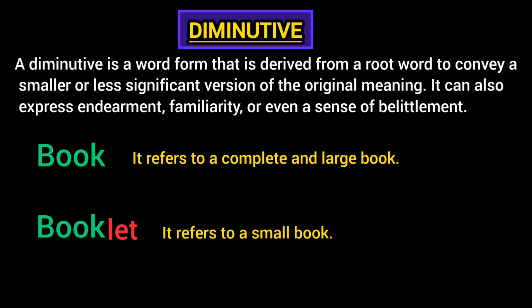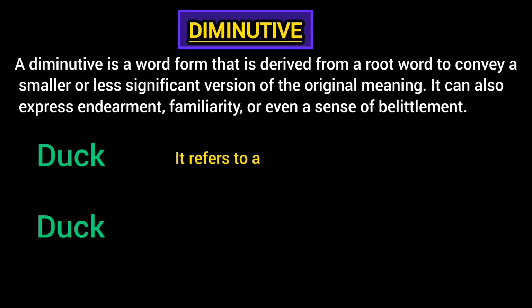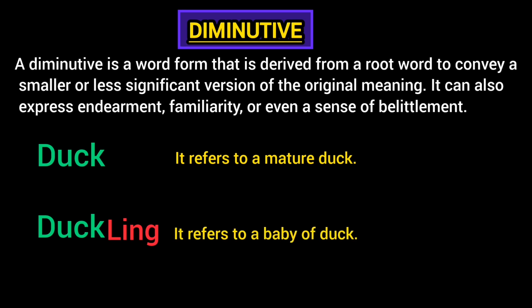There are many examples like this. Just look at the word duck. If we add the suffix ling, then it becomes duckling, which refers to a young baby duck. Simply, when a suffix is added to a root word and it makes a thing less significant, it is called diminutive in linguistics.